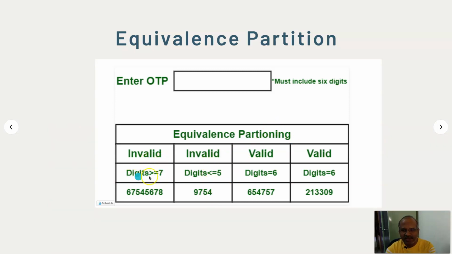digits greater than 6 is invalid, digits less than or equal to 5 is also invalid, digits equal to 6 is the valid partition, right? So you need to have test cases covering all these three partitions, two invalid and one valid partition. So this is how equivalence partition works. It simplifies your test case design if you follow these techniques, right? So this is the equivalence partition.